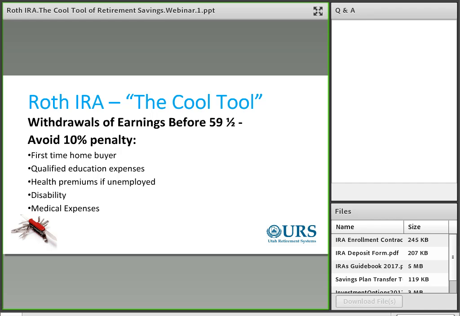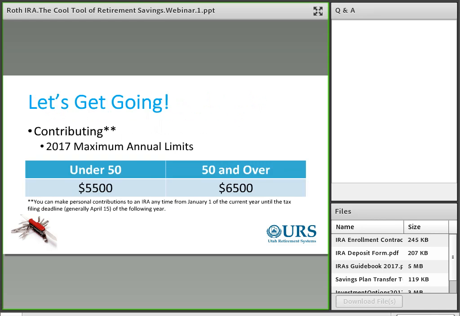I cannot stress the importance of downloading that book and reading it cover to cover. It's probably 8 pages long, and it's just a wealth of information. So again, that's a neat way to understand that this money is available to me before age 59 and a half, and that's the earnings portion. All right, so let's talk about getting going.